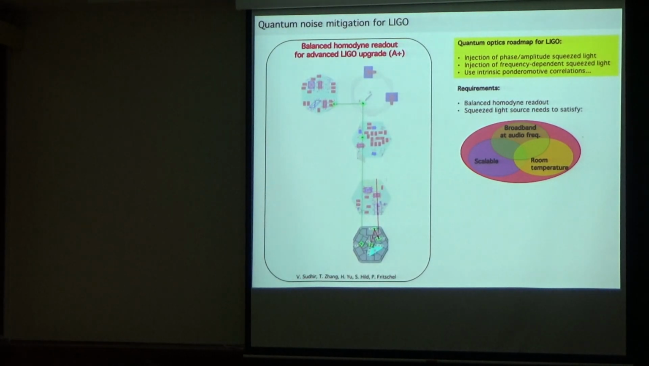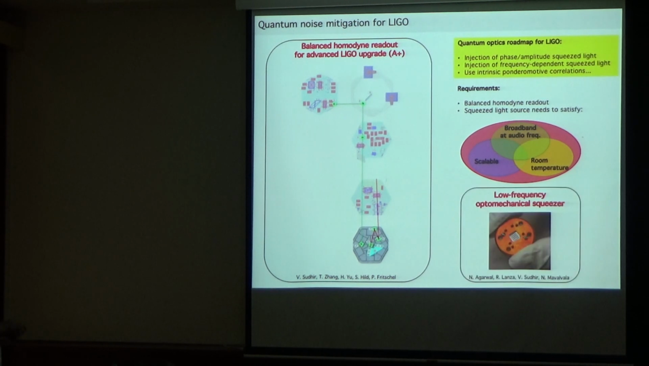So I've been doing 2 things to help LIGO in their quantum noise management plan. One is to design and implement a balanced homodyne detector. The other is to make a low frequency optomechanical squeezer. I'll try to quickly go through at least one of them.